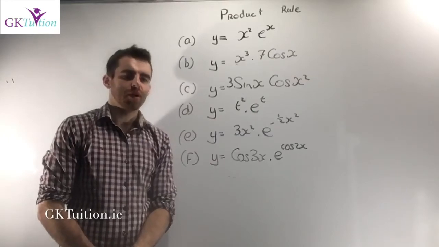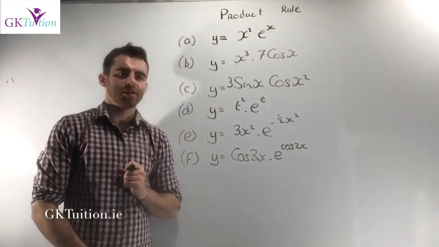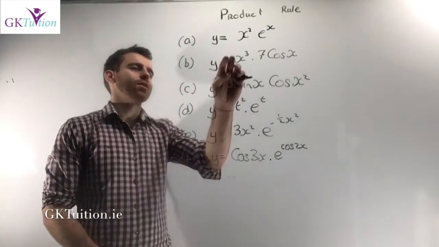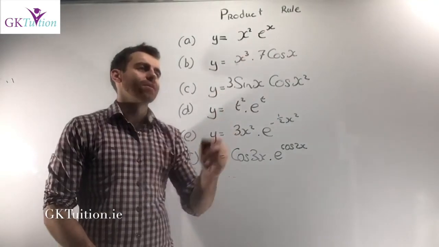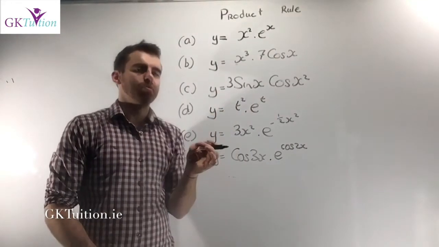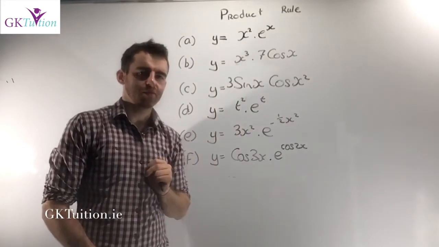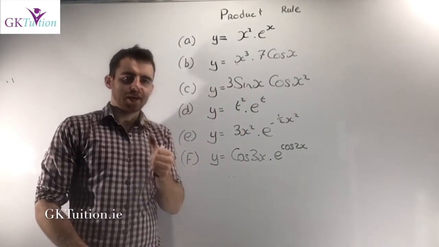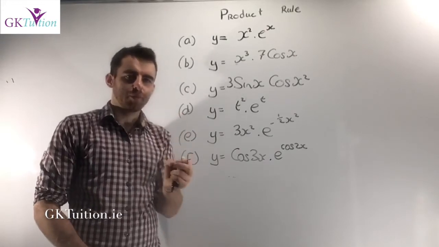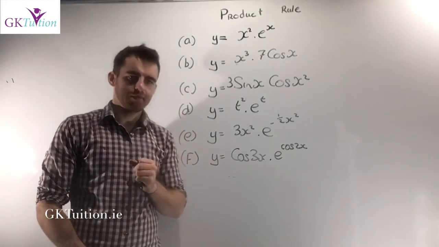So to practice our product rule, I'm going to give you 6 questions. I want you to differentiate x squared e to the x. That's x squared multiplied by e to the x. So that means that x squared will be your u, e to the x will be your v. You can find the du dx, you can find the dv dx, and then you can sub in to the formula in our maths tables.